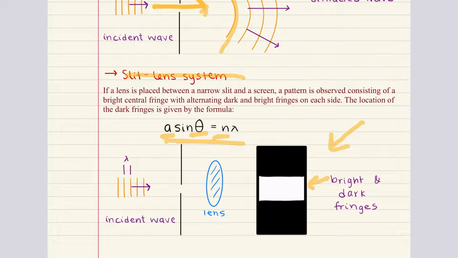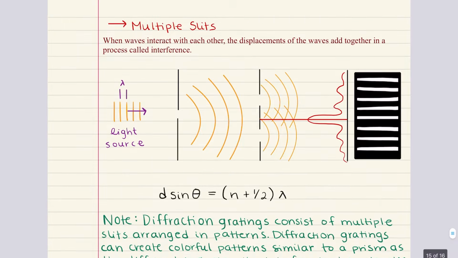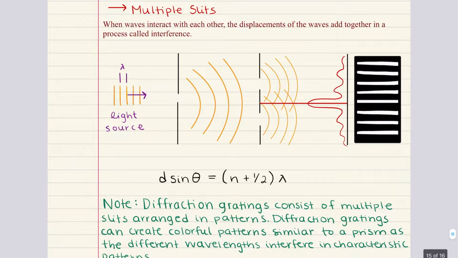N is the integer representing the order of the dark fringe, and lambda is the wavelength of the incident light. To reiterate, this equation indicates that dark fringes occur at specific angles depending on the slit width and the wavelength of light. Bright fringes appear in between these dark fringes. From here, we want to discuss what happens when there are multiple slits.